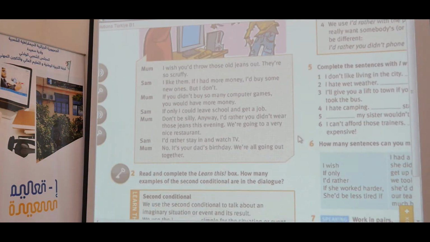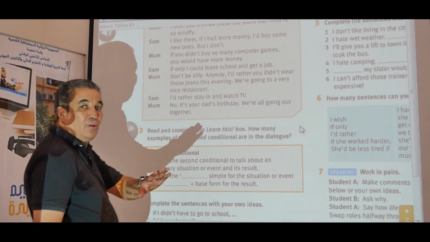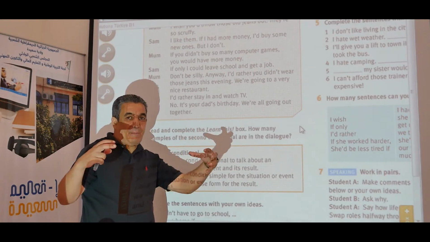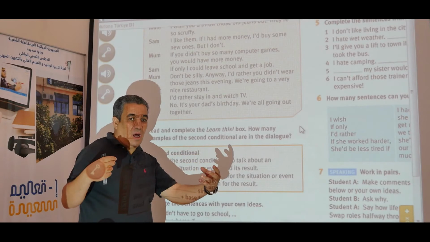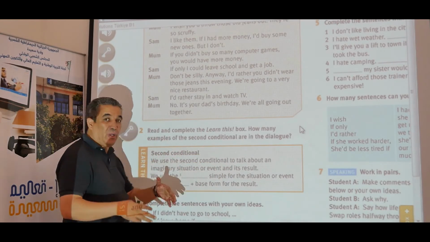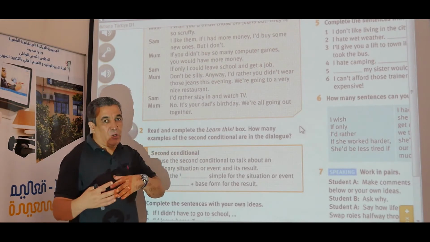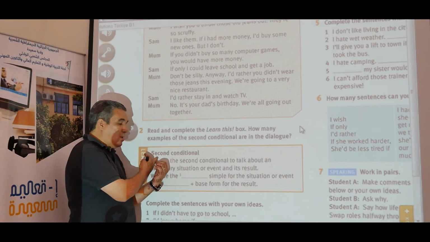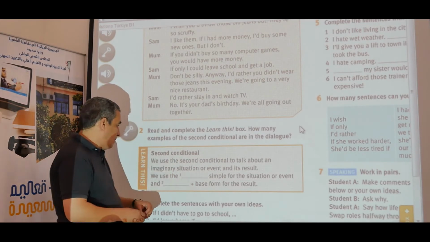Excellent. So, we're going to talk about the second conditional. What's the second conditional? The second conditional is a complex sentence formed of the if clause and the main clause. Some other teachers call it conditional type 0, type 1, type 2, and type 3. Since we're talking about the second, this is conditional sentence type 2.